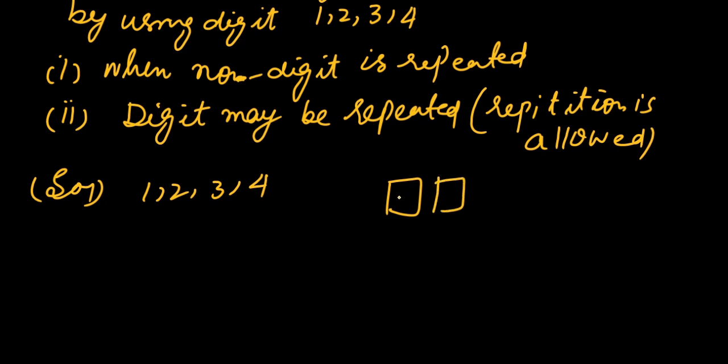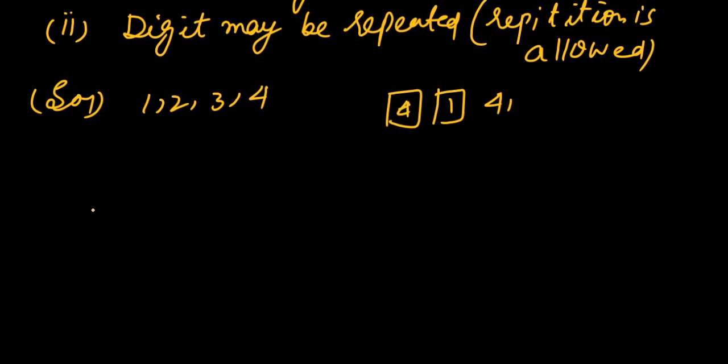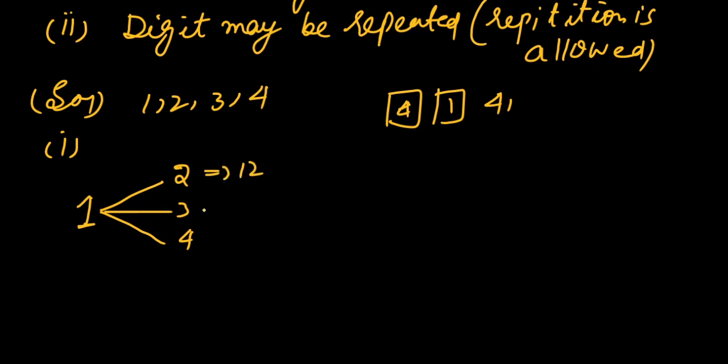There will be some digit here, like this is 4, and there is 1 here. So the number is 41. So how many numbers you can form, and also you have to find all of the numbers in both of the cases. So if your first digit is 1, then this is the first case in which repetition of digit is not allowed. Then your second digit may be 2 or 3, or it will be 4. So from here you have three numbers: 12, 13, 14.